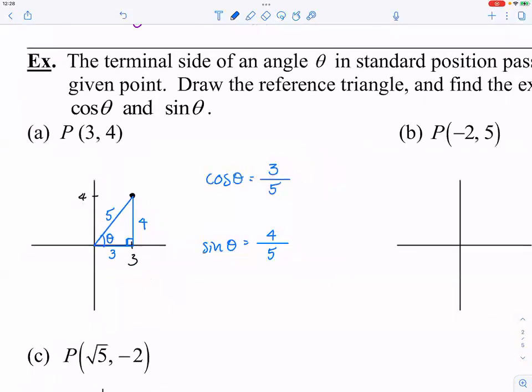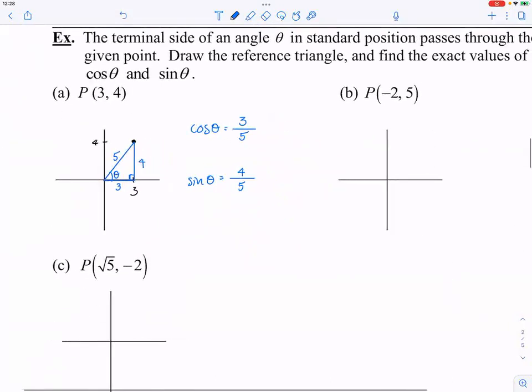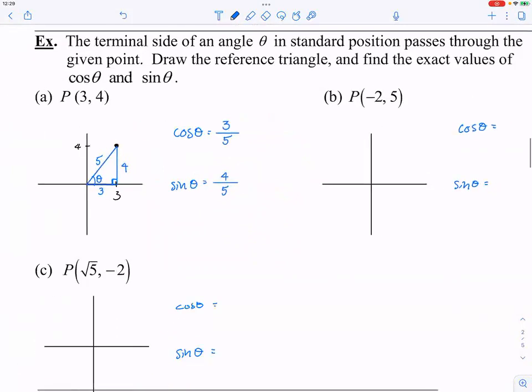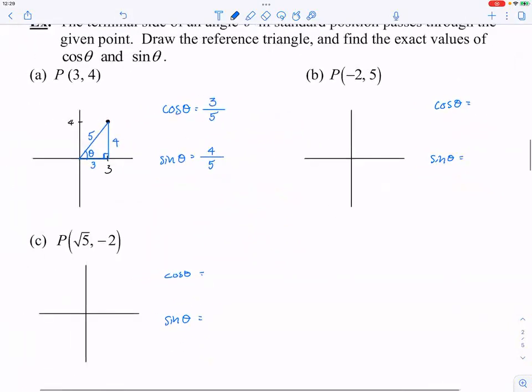the missing sides. So for part B and part C, they give you points. So you can go ahead and plot the points, and then do the same thing, obtain the missing side. I think it's the hypotenuse that's missing, and then you will get the ratio. Okay, so I'll give you 2 minutes to work on part B and part C.